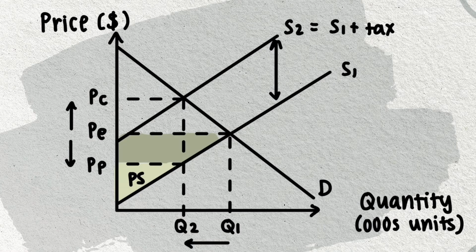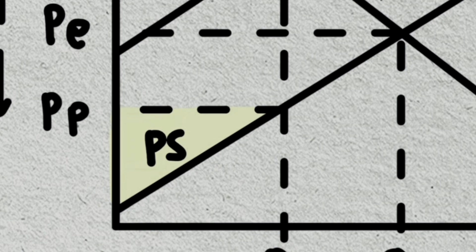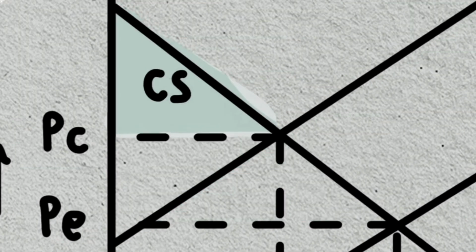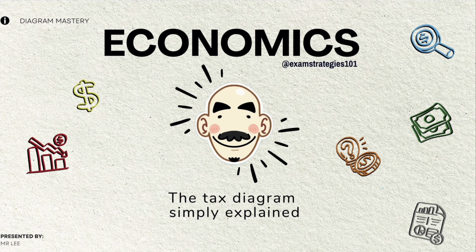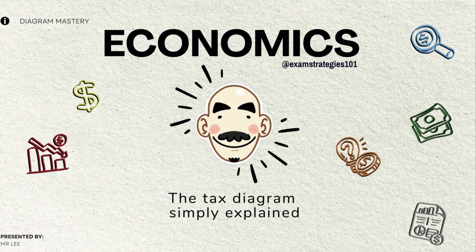And after the tax is applied, the producer surplus decreases from here to here, and the consumer surplus decreases from here to here. And because of the tax, this is the tax revenue gained by the government. And in this video, I'm going to be guiding you through the tax diagram, which will be explained simply.